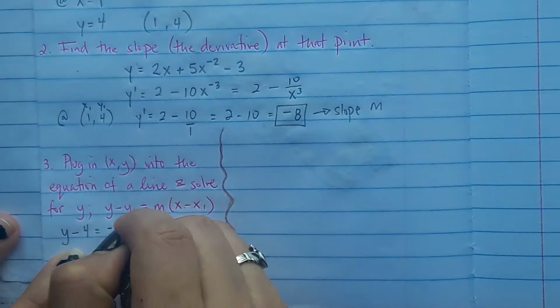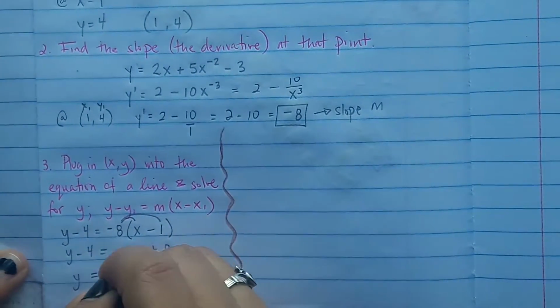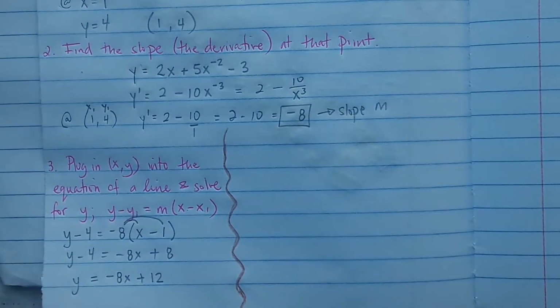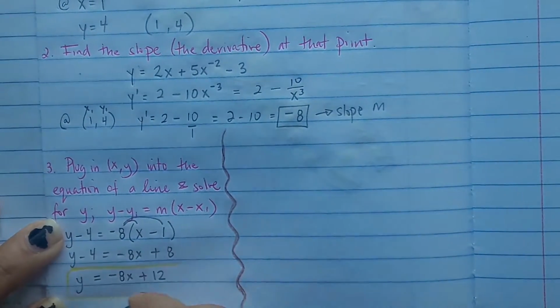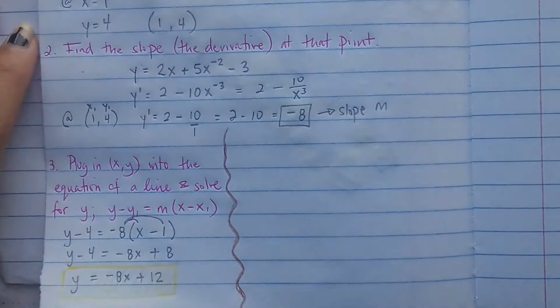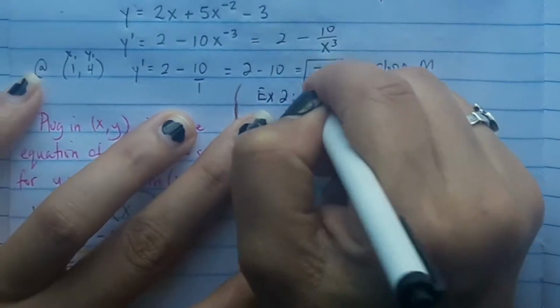So that's going to be negative 8x plus 8. Take the 4 to the other side, so that's going to be negative 8x plus 12 because 8 plus 4 is 12. And that's the equation of the tangent line. So this is nothing new. You've done this a million times. Just a quick refresher. Really the new thing is what the equation of a normal line is.